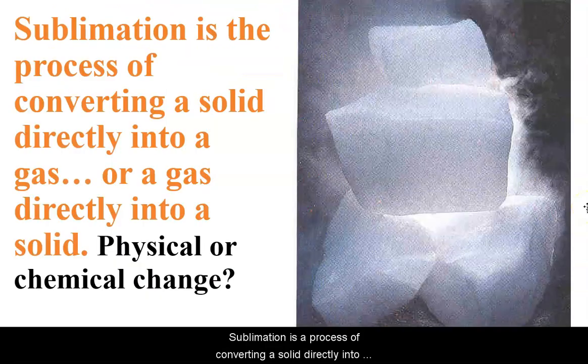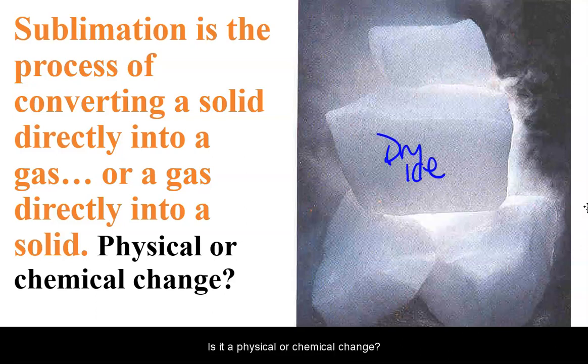Sublimation is the process of converting a solid directly into a gas, or a gas into a solid. So this is like dry ice. Is it a physical or a chemical change? And we know that our water cycle is a physical change, so the answer is going to be physical.